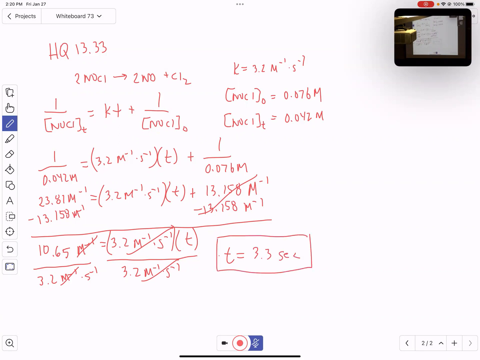So it takes 3.3 seconds to go from our initial concentration to 0.042 molar. The important thing from this question is that we knew what equation to use because they told us in the question that this was a second order reaction. So I knew to use the rate law for a second order reaction. Got any questions on that?